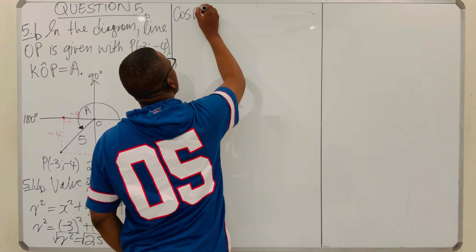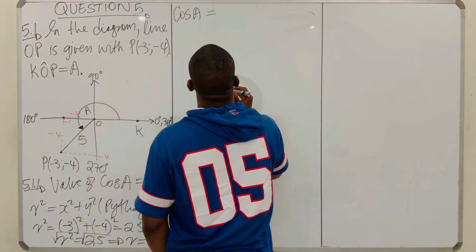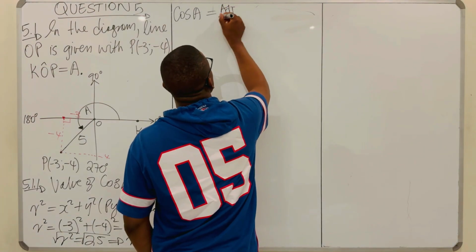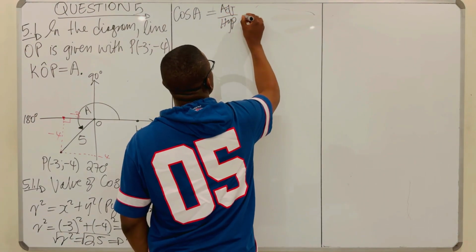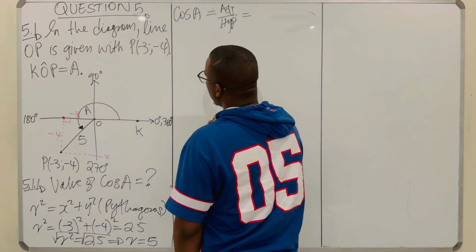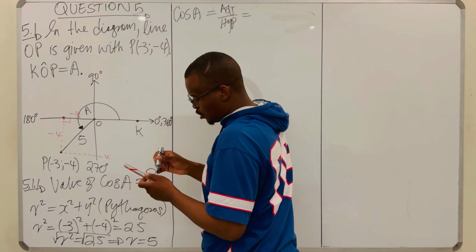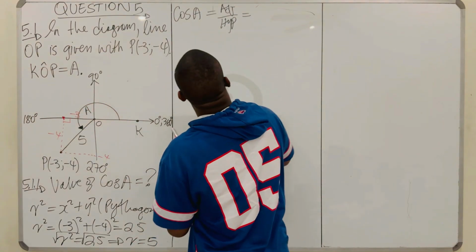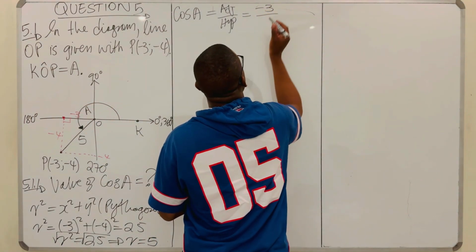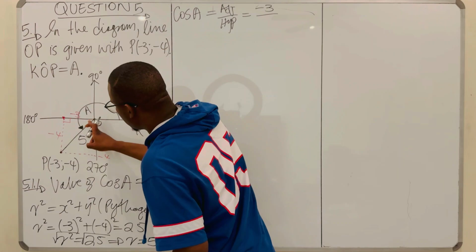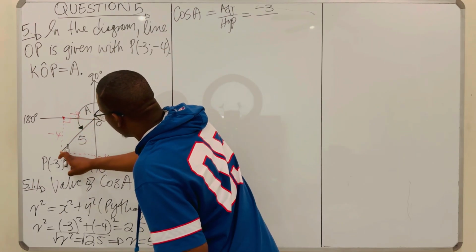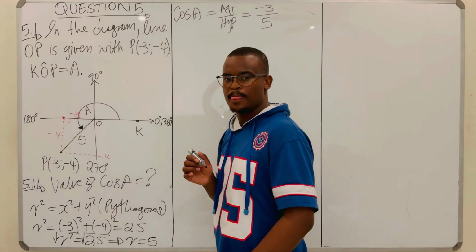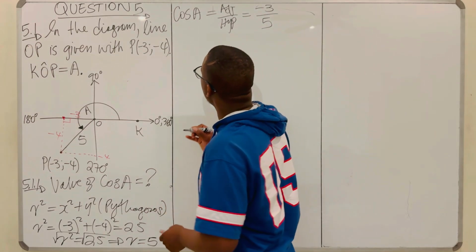So okay, for us to find cos A, what is cos? Cos is equal to the adjacent side over the hypotenuse side, right? You know that by now. Then, what is the adjacent side? The adjacent side is this one over here. So it's minus 3 over the hypotenuse side, which is this side over here on this triangle, over 5. So this is your cos A. And you're done with 5.1.1.